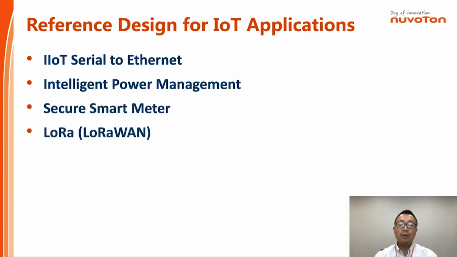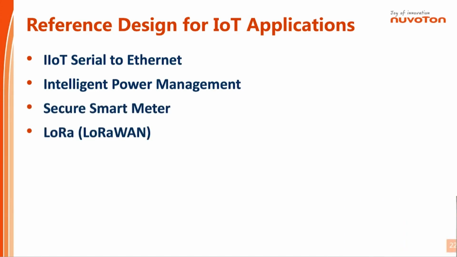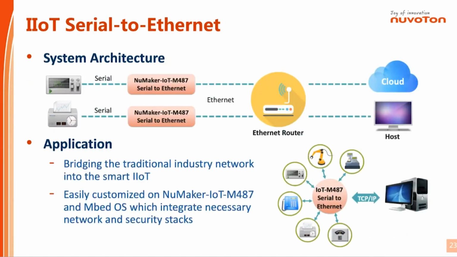And the last one is LoRaWAN solution. The Cellular to Ethernet solution is provided for traditional devices through a UART interface, then converted into an Ethernet network to monitor and manage on a remote server. The solution is built on NuMaker IoT M487 and Mbed OS. Reference code can be downloaded on the Mbed OS site.